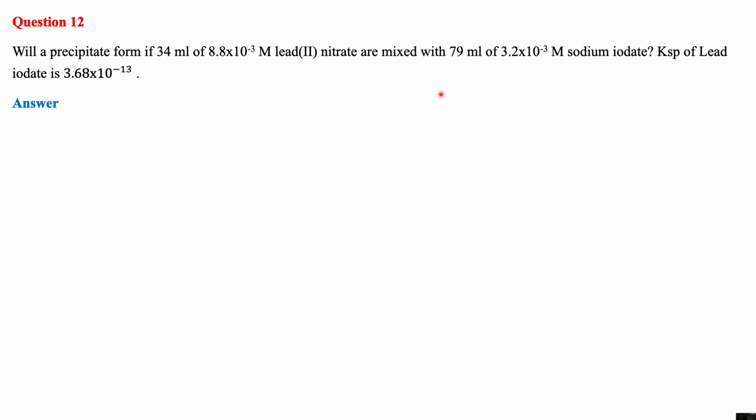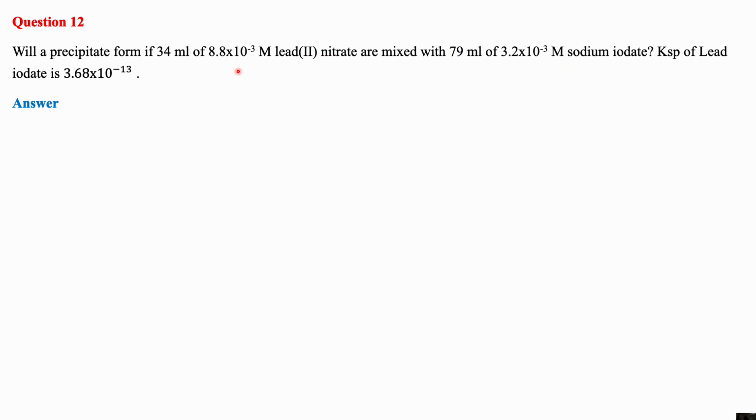So that means here we need to check the ionic product, the Ksp of lead iodate that was given. So we need to check what will be the ionic product between lead and the iodate. Then after having the ionic product, you compare it with the Ksp that was given. Of course, in order to get the ionic product, you should be getting the moles and the concentration of the lead, and then the moles and the concentration of the iodate after mixing the two.